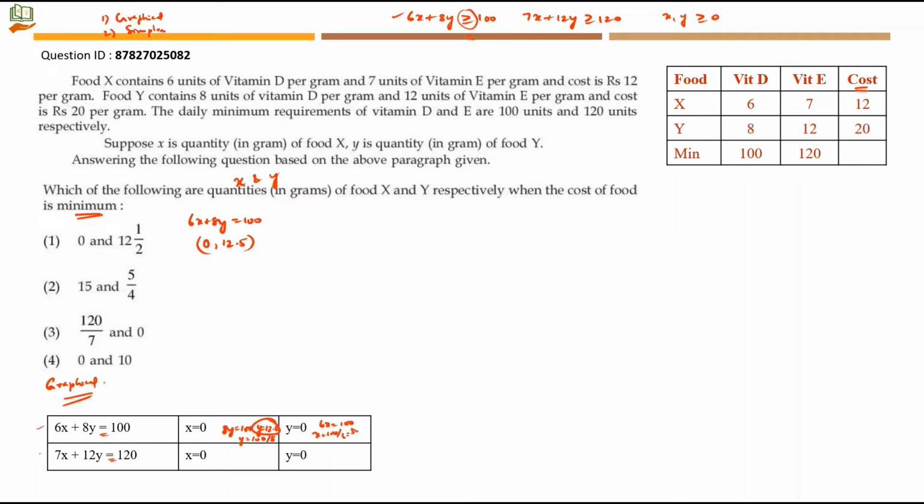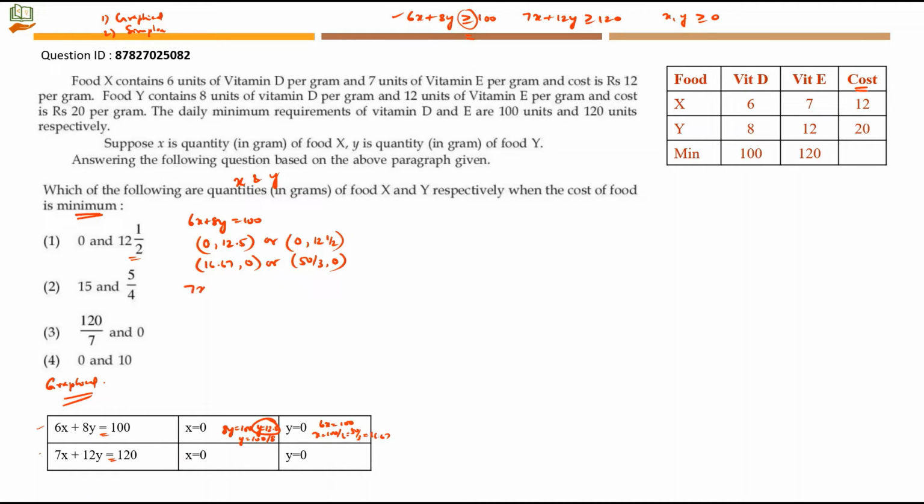You will have 50 by 3. This will be around 16.67. So here the next coordinate will be 16.67 comma 0, or 50 by 3 comma 0. Even this coordinate can be, instead of having 12.5, we can say it is 12 into 1 by 2.